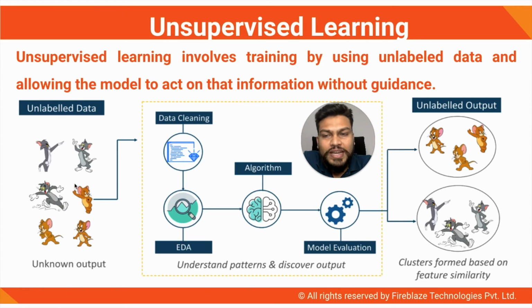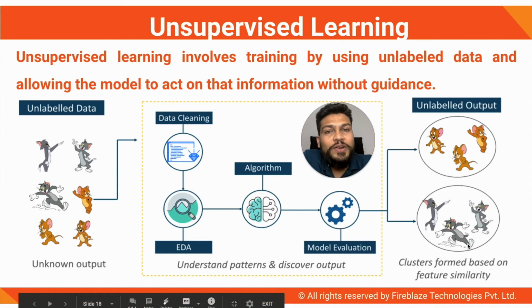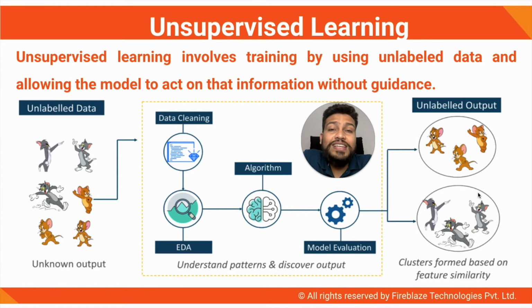Then you take this data, put it into data cleaning, do the EDA on it, check the algorithm, do the model evaluation, and after that you still don't know the outcome, but you have classified on the basis of similarities. These are similar images, I don't know what to call them. But see, the classification is done. And that is how clustering and anomaly detection work. And this is basically your unsupervised learning.